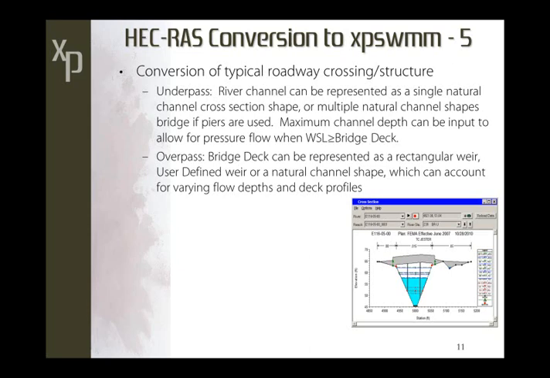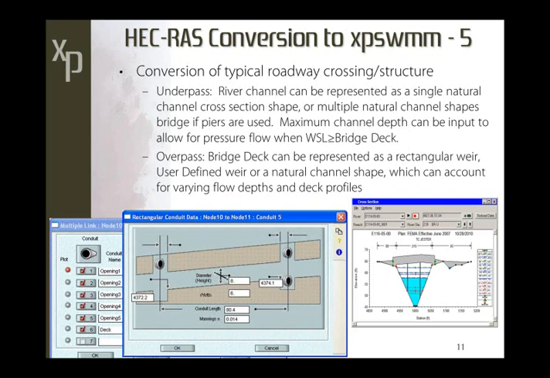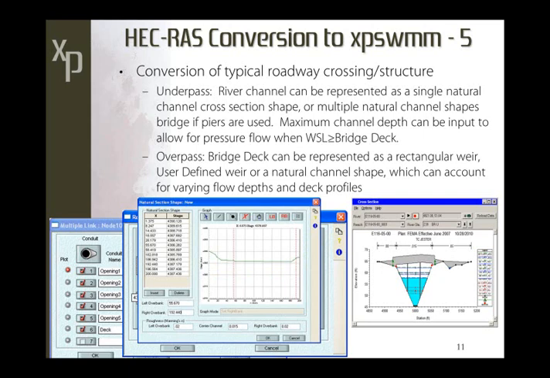The overpass, the bridge deck itself, can be represented a number of ways, either as a rectangular weir, user-defined weir, or natural channel shape, which can account for the varying flow depths and deck profiles. As you can see, this entire crossing can be represented as a single multi-link in XP. In this dialog example, we have 5 different openings, as well as a deck. The openings can be not only natural channels, but also closed conduits. And in this example, I have represented the deck level with a natural channel shape, which will take into account those varying flow depths as the flow would cross that bridge deck.